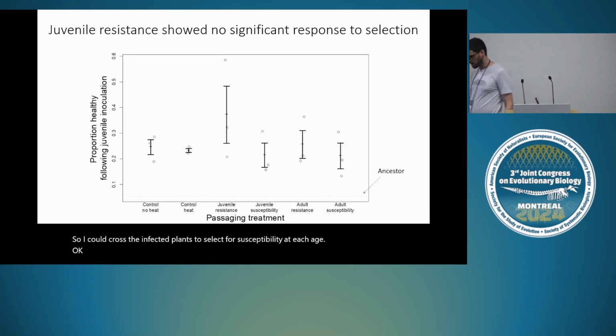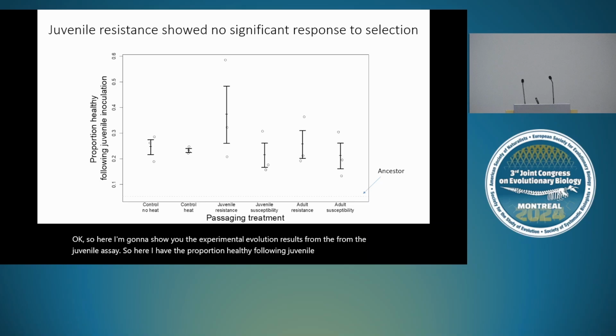Okay, so here I'm going to show you the experimental evolution results from the juvenile assay. So here I have the proportion healthy following juvenile inoculation on the y-axis. So this is, again, my metric of juvenile resistance. And then across the x-axis, I have each of my experimentally evolved population treatments with the controls on the left. And then the ancestor is this dashed line across the bottom. And then each point is an independently evolved replicate population.